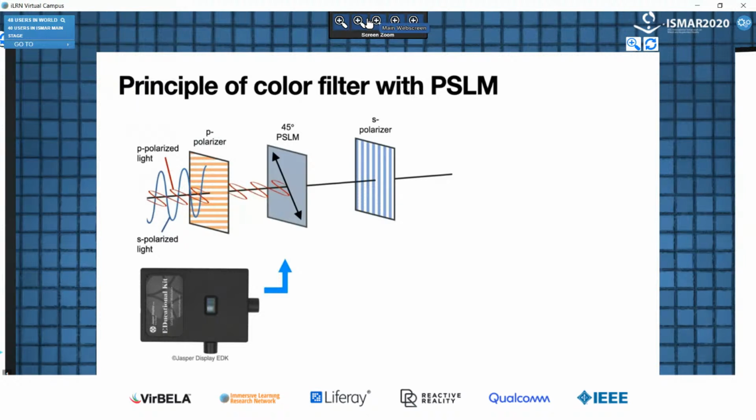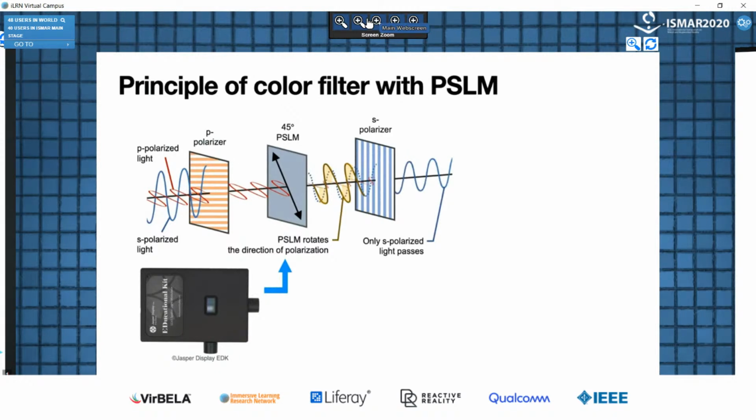If this P polarized light directly enters the S polarizer, the incident light will be completely occluded. Whereas, when a PSLM is located between them, it changes the polarization state. In this case, the S-polarized component of the modified light can pass through the second polarizer.